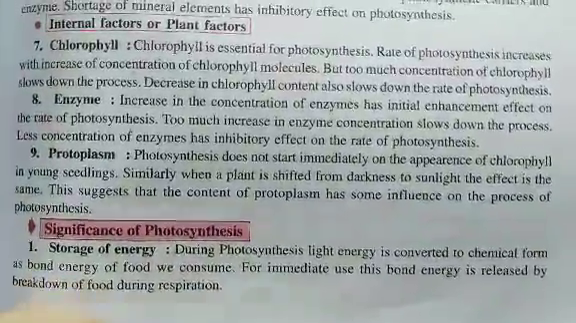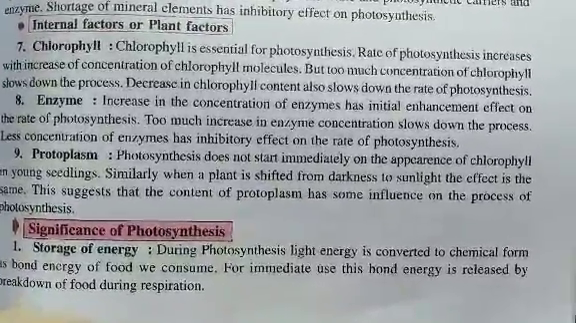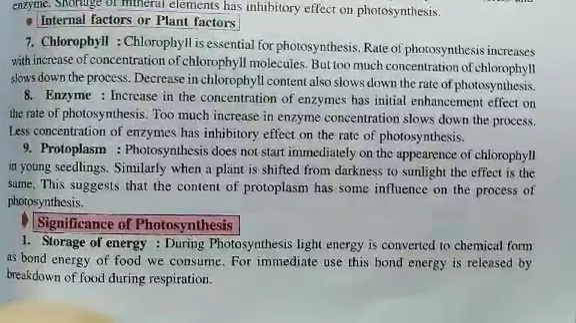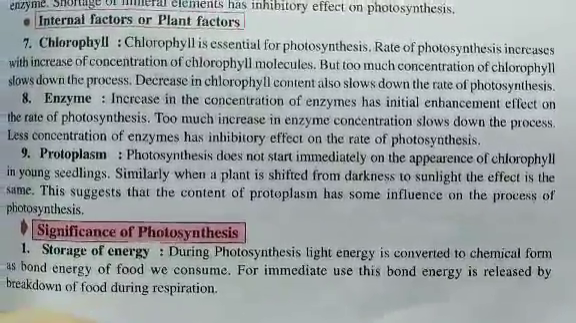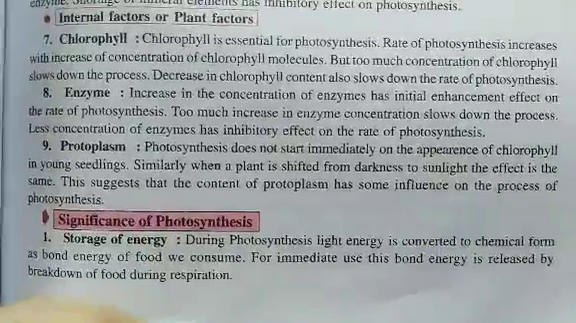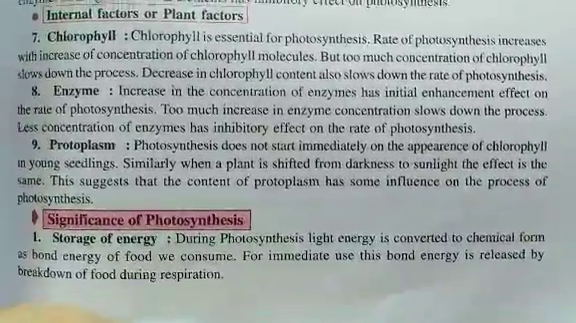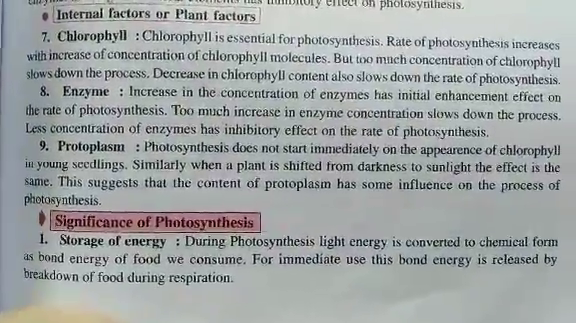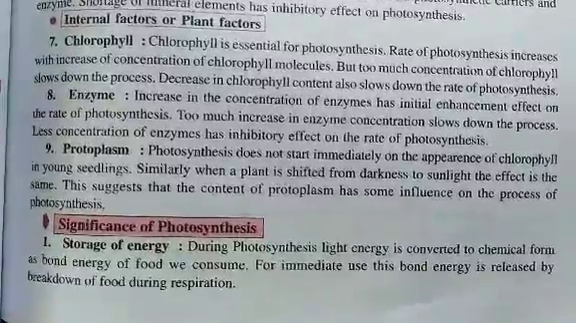Now see protoplasm. We know what protoplasm is. Photosynthesis does not start immediately on the appearance of chlorophyll in young seedlings. Similarly, when a plant is shifted from darkness to sunlight, the effect is the same. This suggests that the content of protoplasm has some influence on the process of photosynthesis. Now see the significance of photosynthesis. What are the significances of photosynthesis?